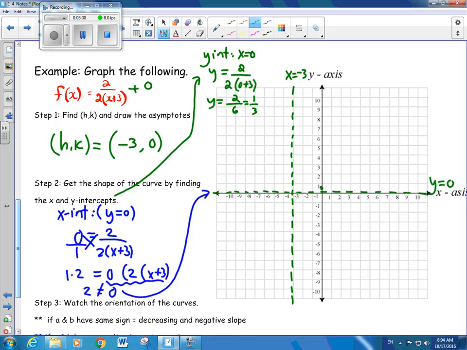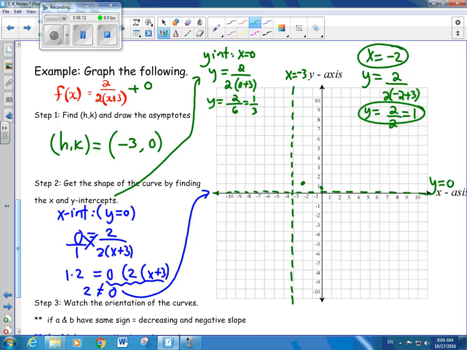What is the other point we could find to help us graph? We could find another point, when x is equal to -2. What is y equal to? I'm going to plug it in my formula. -2 plus 3, that's 1 times 2 is 2. So 2 over 2, that's equal to 1. So I have another point here. At -2, I know it's 1.